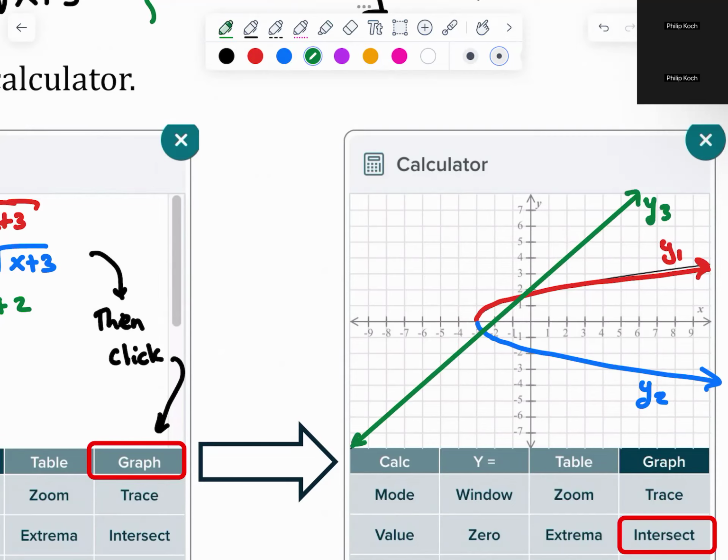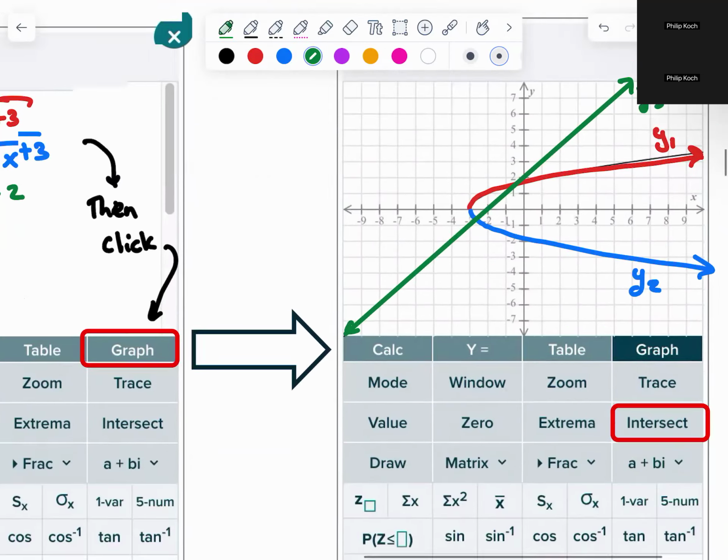Y sub 3. So this is where things get a little bit tricky. Notice that the two intersection points, one of them has to do with the upper half of the first equation, but the other intersection point has to do with the bottom half, the blue curve of the intersection point. So the next thing that you're going to do is click on the intersect button.